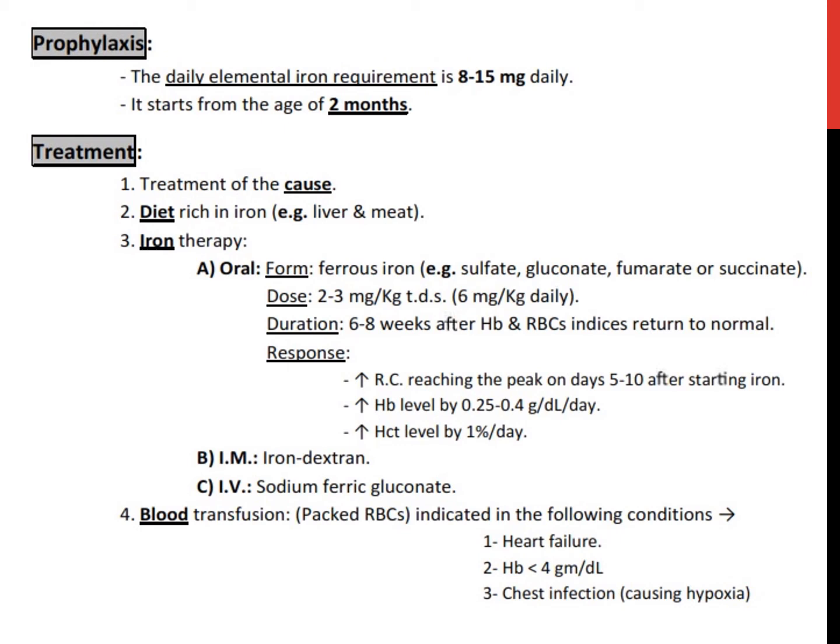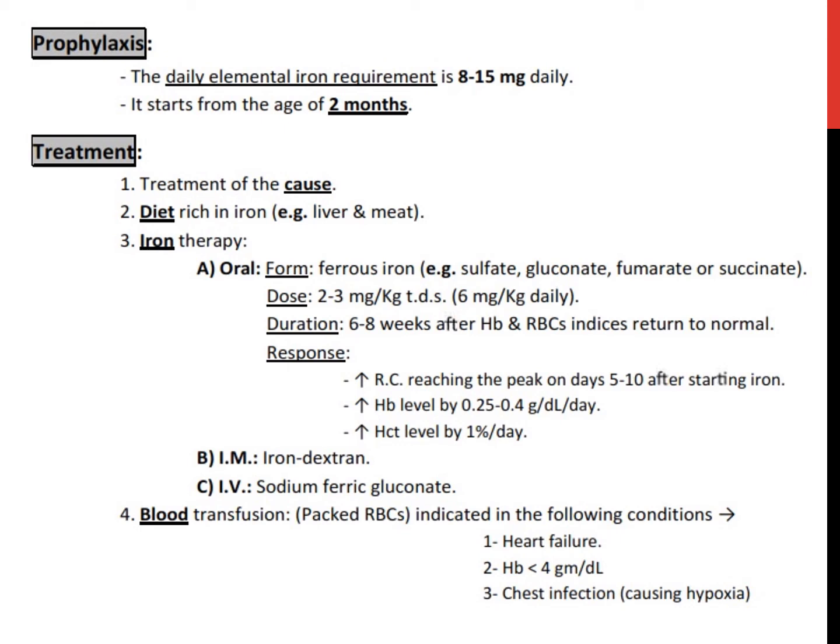If we want to give oral iron, it's usually ferrous sulfate, gluconate, fumarate, succinate, and so on. But if you want to give injection, it's ferric iron. It's given intravenously, especially for pregnant ladies or for those who have malabsorption and are not responding to oral. But blood transfusion is not recommended.